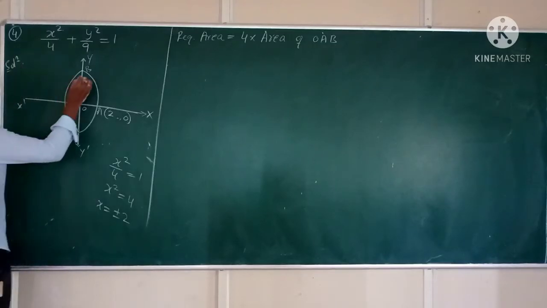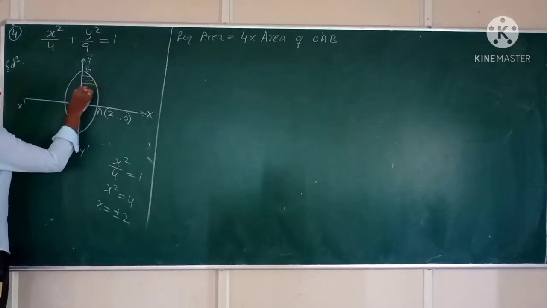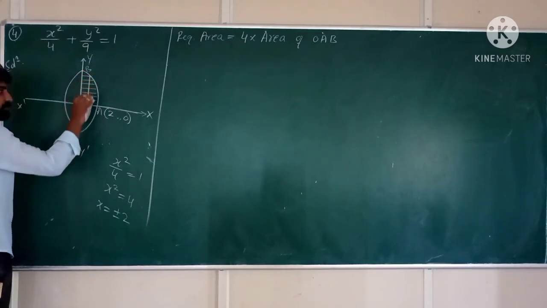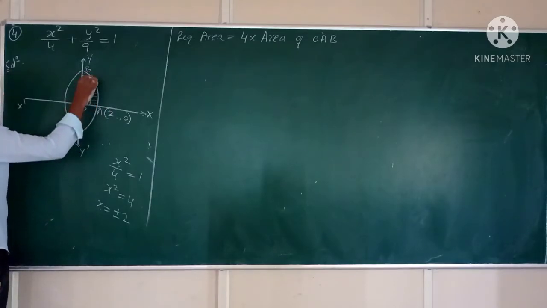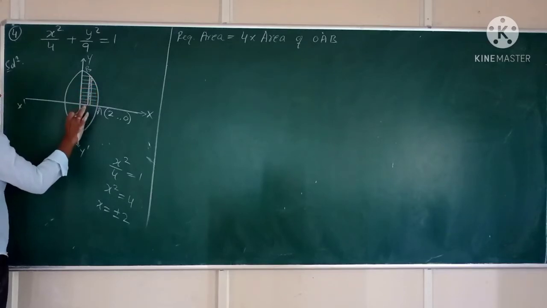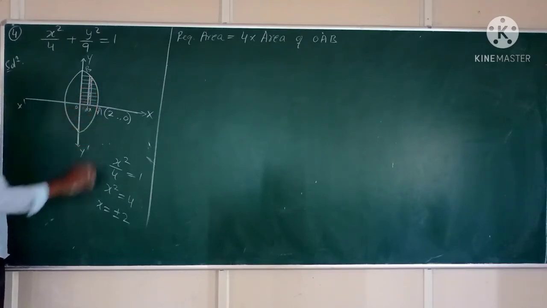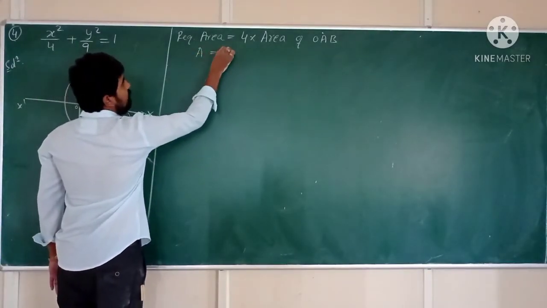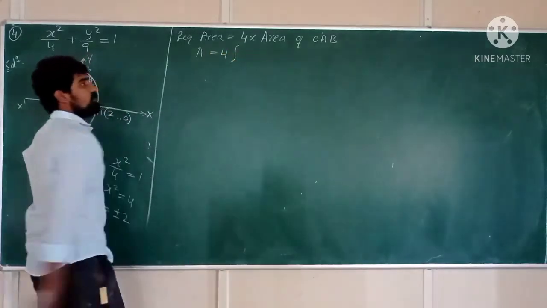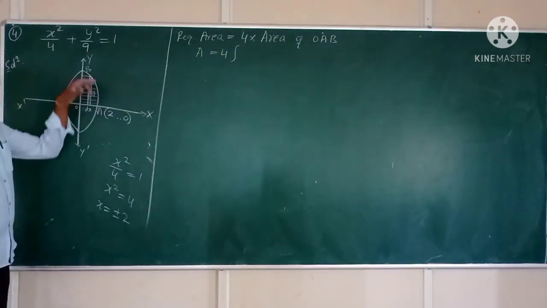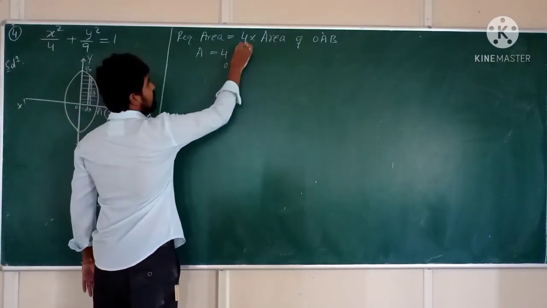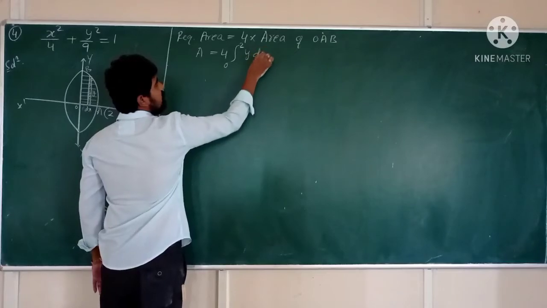Now let's set up the required area. So here also let us consider a vertical strip of width dx and the length y. Therefore, the required area is equal to 4 times the integration. For the area OAB, x is varying from 0 to 2. So integration from 0 to 2, y into dx.